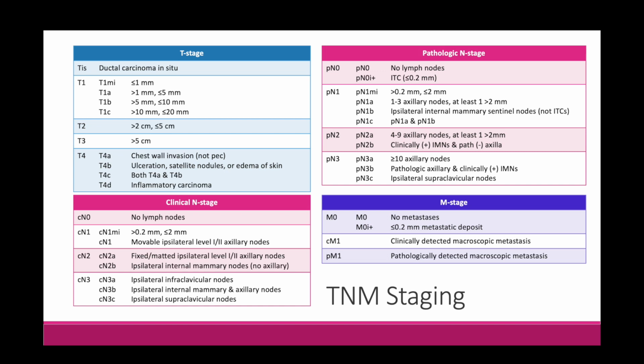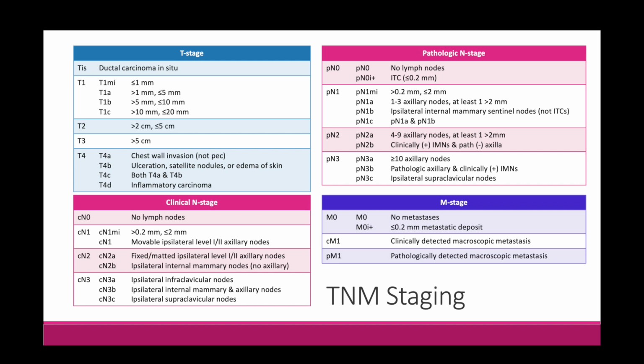So remember that the A annotation for pN1, pN2, and pN3, we're counting the nodes in the axilla. So pN1a is 1 to 3 nodes, pN2a is 4 to 9 nodes, and pN3a is greater than or equal to 10 axillary lymph nodes. These nodes have to be at least 2 millimeters in size. If they're less than or equal to 2 millimeters, then it's pN1mi.